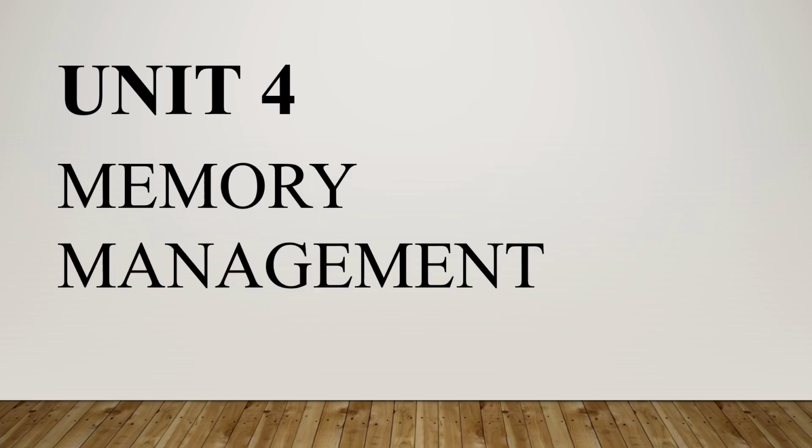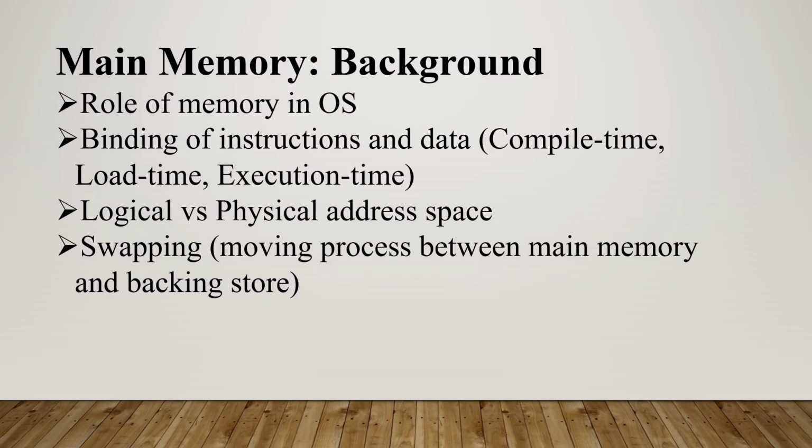This video we'll be discussing some background of main memory and its role in the operating system. Let's start with the role of memory in an operating system. The main memory, also known as RAM, is a crucial component of any computer system. It is where the system stores data and instructions that are actively being used by the CPU.